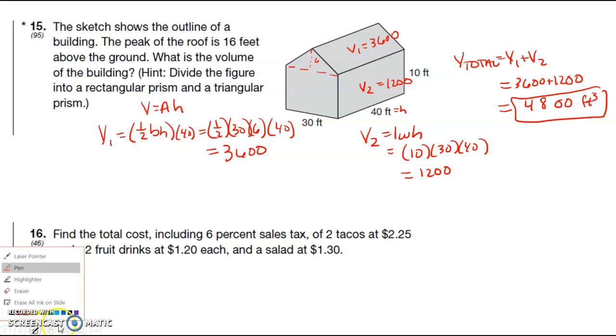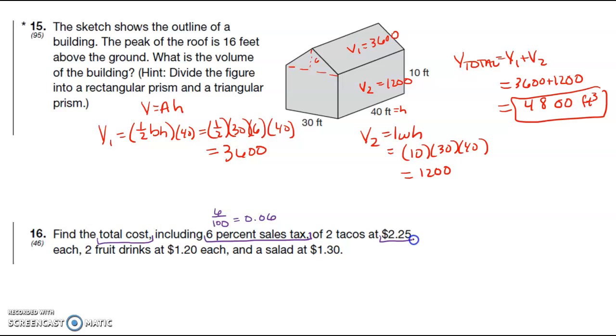All right. Find the total cost, including 6% sales tax. So 6% is 6 per 100, which is 0.06 as a decimal, of 2 tacos at $2.25 each, 2 fruit drinks at $1.20 each, and a salad at $1.30. So I have 2 times $2.25, 2 times $1.20, and then I have $1.30. We'll add that up. 2 times $2.25 gives me $4.50. 2 times $1.20 is $2.40.